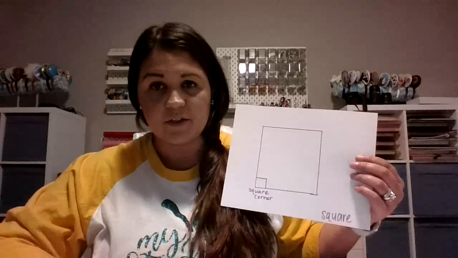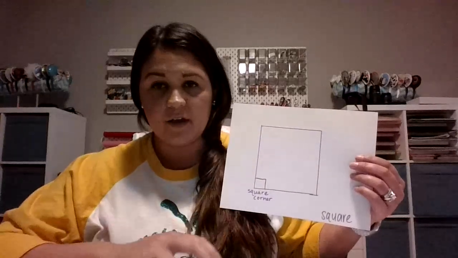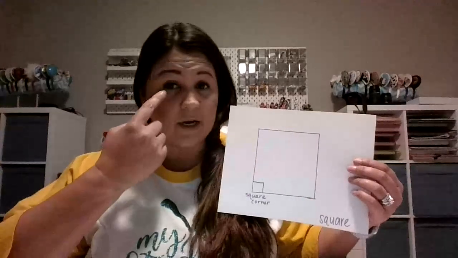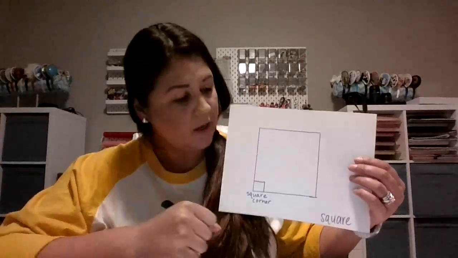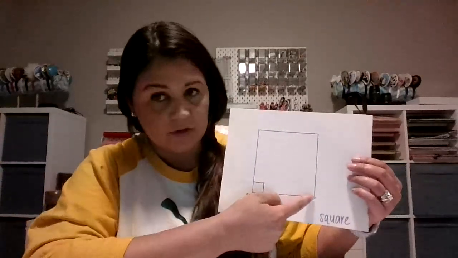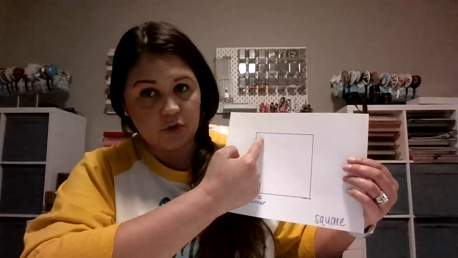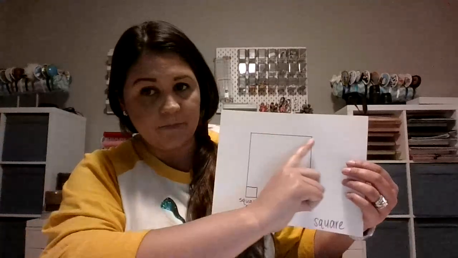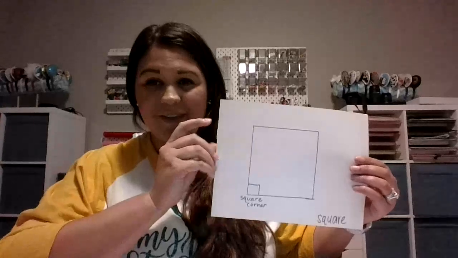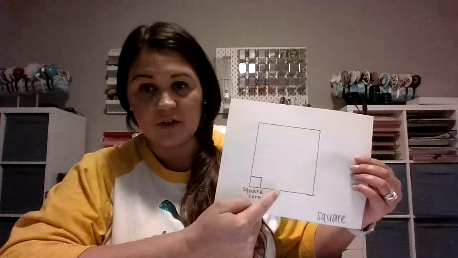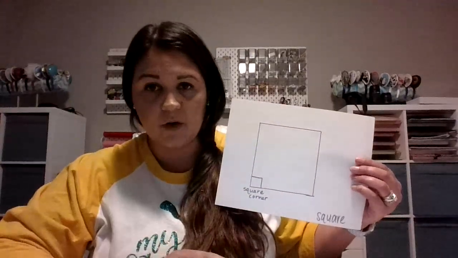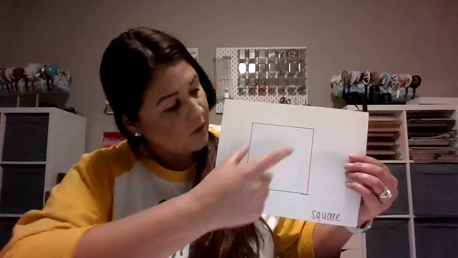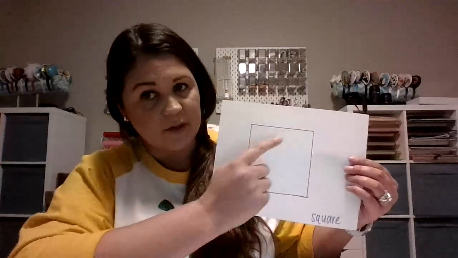So sets of parallel lines. Remember, a pair means there are two. So you have a pair of eyes, one, two eyeballs, right? So here's a pair. There's one, two. These lines are parallel. They will never touch. They are also the same length on a square. We've talked about that in class before. So remember, on a square, all four sides are the same length.